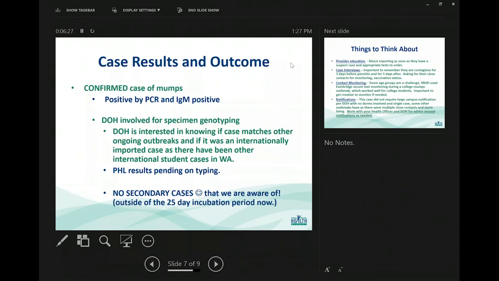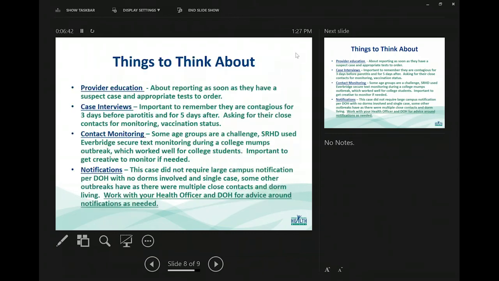Public health lab results were pending at the time that we put this together, and no secondary cases were reported. And at the time that this presentation was put together, again, they were outside of that 25-day incubation period. So no secondary cases occurred, which was a great outcome.